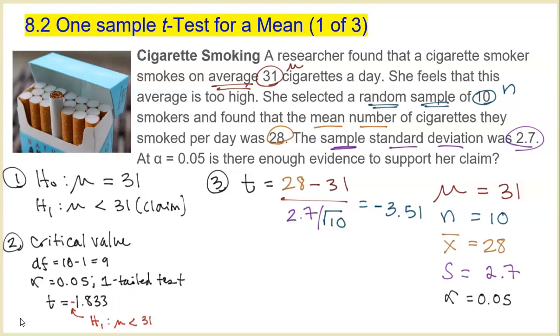So with our fourth step, we look at making our decision. And for that, I'm going to draw the distribution, since the t-distribution has the same characteristics as the standard normal distribution. So this is my normal curve.